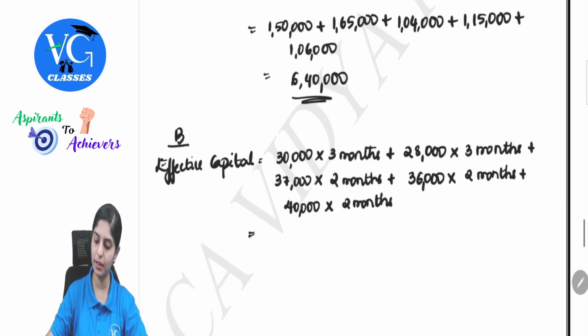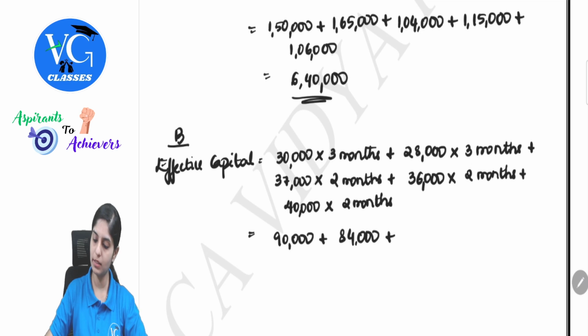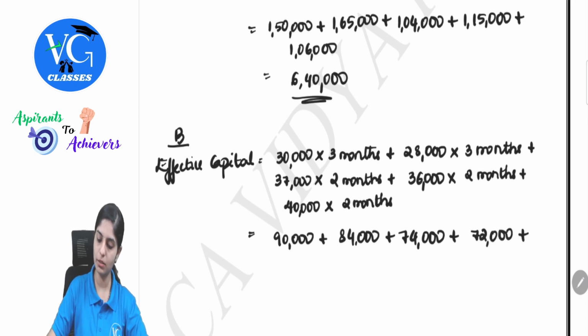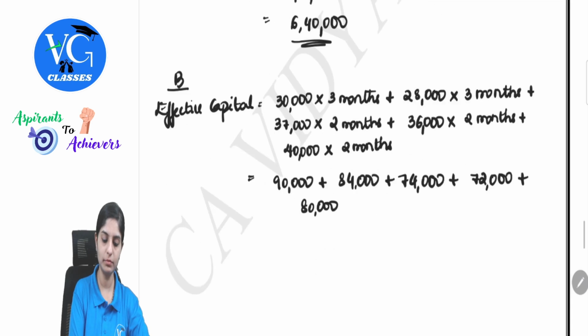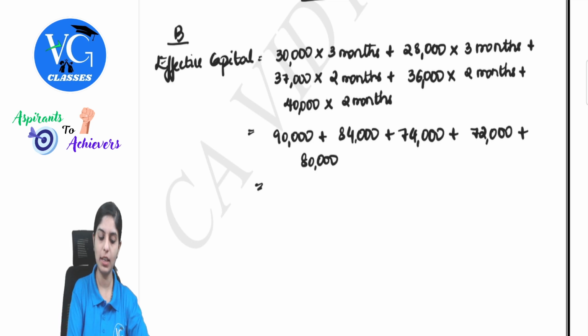Let's find out the effective capital. 30,000 into 3, 90,000 plus 28,000 into 3, 84,000 plus 37,000 into 2, 74,000 plus 36,000 into 2, 72,000 plus 40,000 into 2, 80,000. This in total will be 74 plus 84 plus 94, 4 lakh.